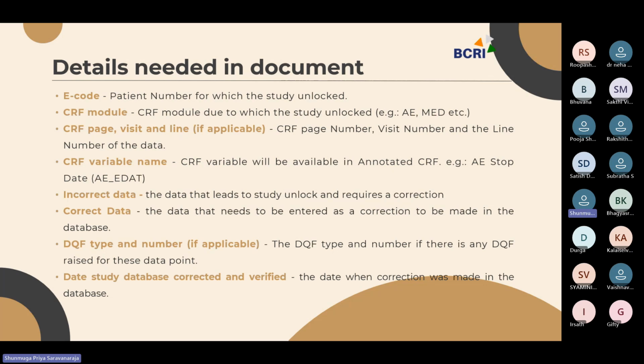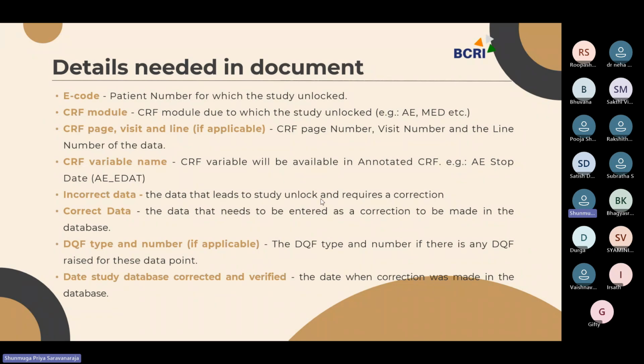While I document these errors, I need the patient number for which the study is getting unlocked, the CRF module due to which the study is unlocked, the page, the visit name, the page number, the visit number, the line, etc., if applicable. I need to document that. The variable to be updated should be noted. Then the incorrect data, and what the data should be corrected to, I need to inform that.